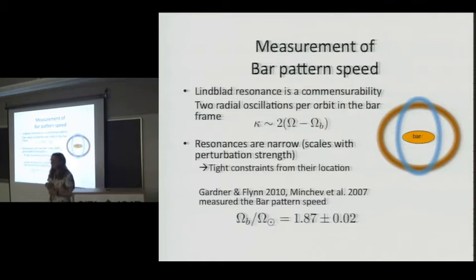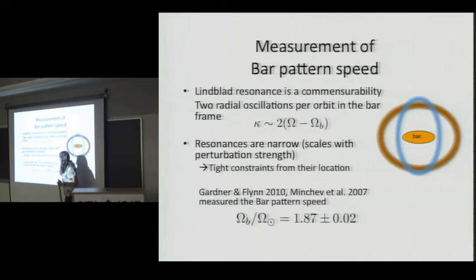Yes, Gaia should map stars in the bar. So I'll get to the next step of survey, and then we'll go even deeper in a second. You're kind of jumping ahead, but the point I'm about to make is that because resonances are narrow, and they scale with the perturbation strength, usually some power of it, you get a tight constraint from their location, and that led to very tight measurement on the bar pattern speed.